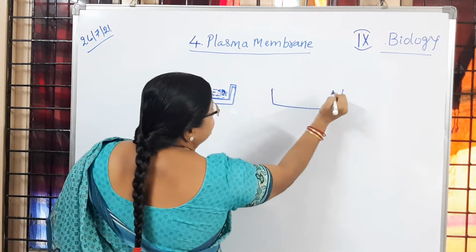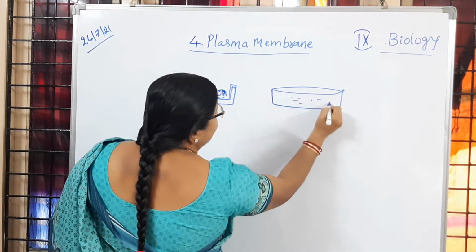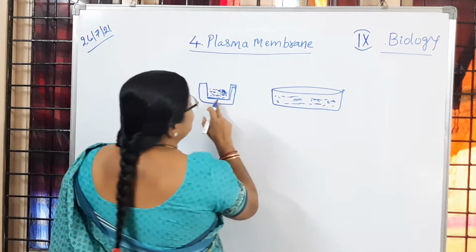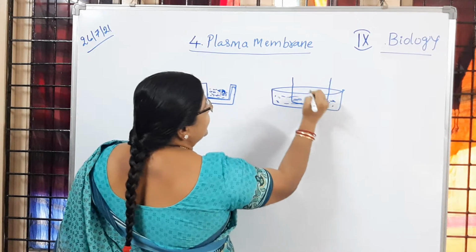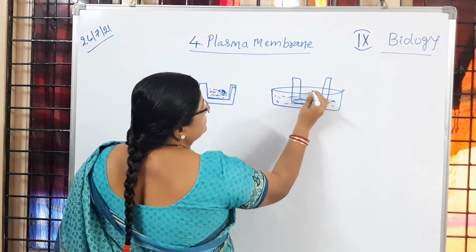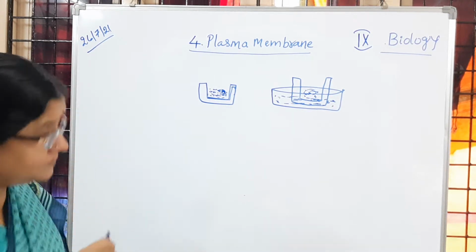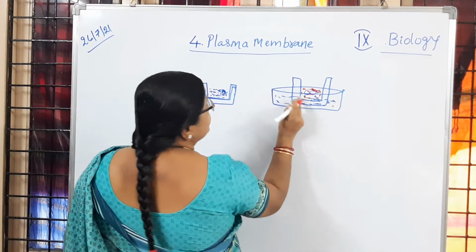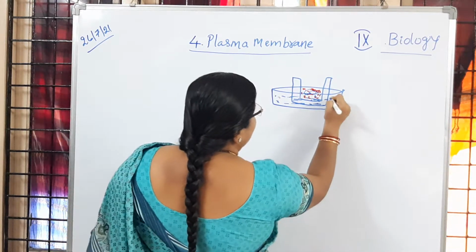The potato scoop having sugar solution, we have to keep in a plate which contains water. So here water is there in the plate, and in that plate we are going to keep the potato scoop which contains sugar solution. Is it clear to you? Understood? Inside the scoop, sugar solution is there, and water is present in the plate.